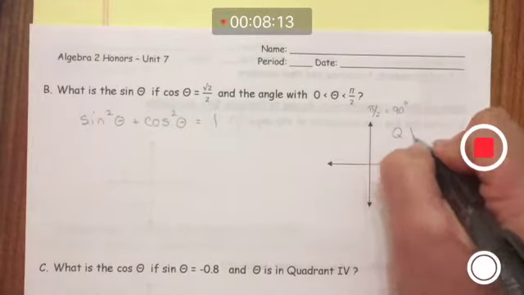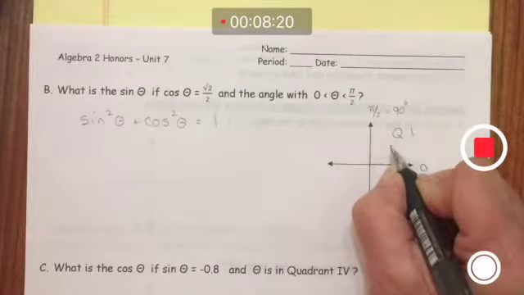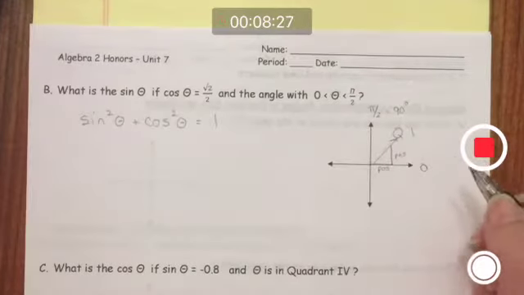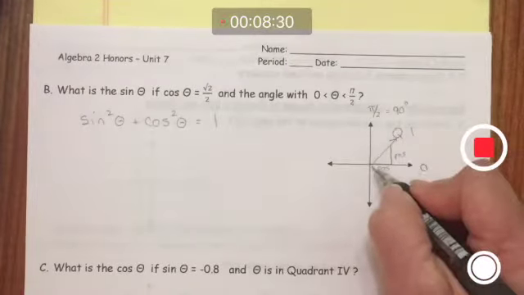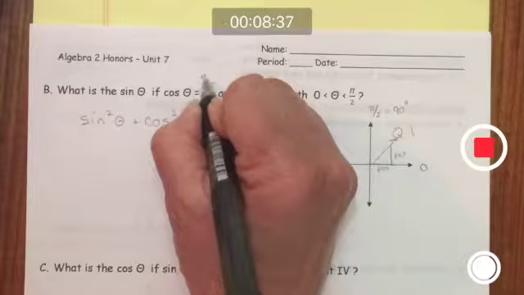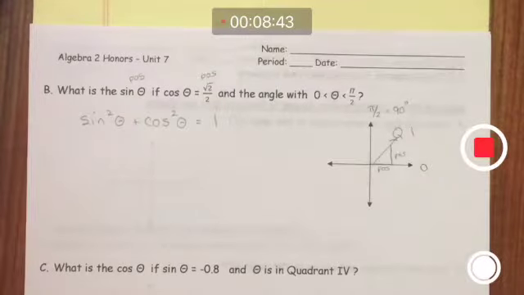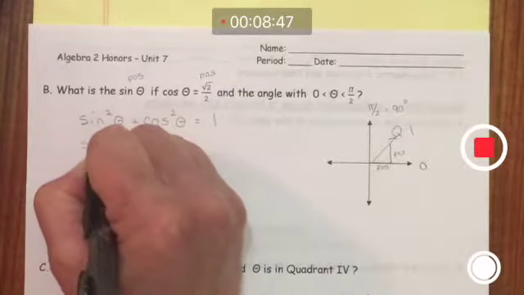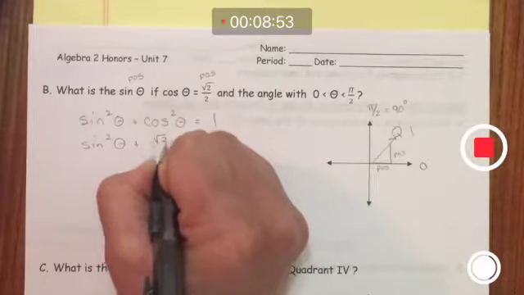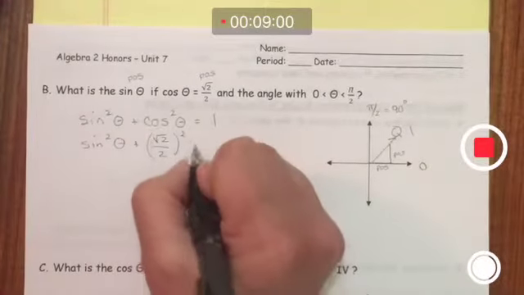Because my angle is somewhere between 0 and pi over 2, I know it's in quadrant 1, and that tells me that both my cosine and my sine are going to be positive values. I don't know what my angle is, but I know it has a positive cosine and a positive sine. We see this positive cosine right here, and now I know my sine will also be positive. So let's replace what we do know. I don't know the sine yet; that's what I'm looking for. I do know that my cosine is square root of 2 over 2, and I'm going to square that ratio. Cosine squared says take the cosine ratio and square it.